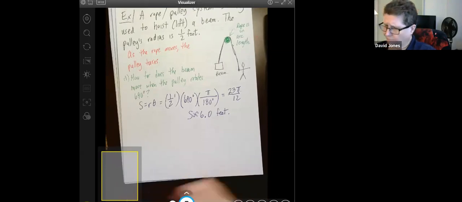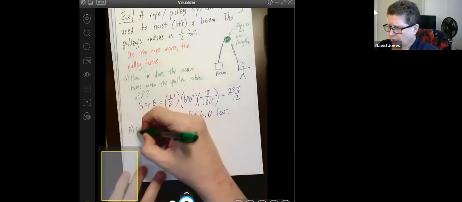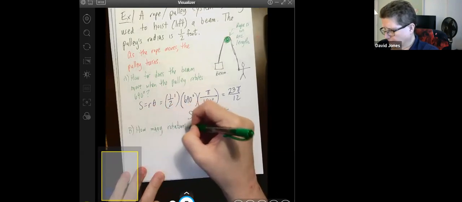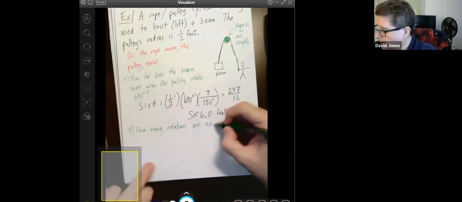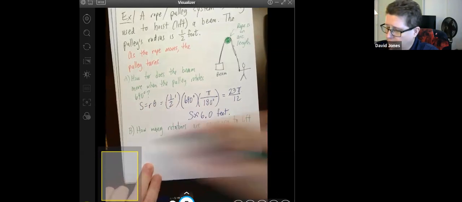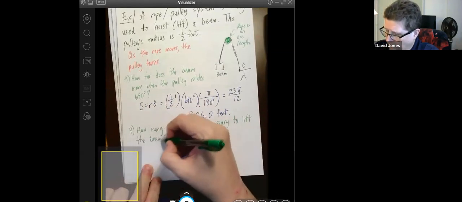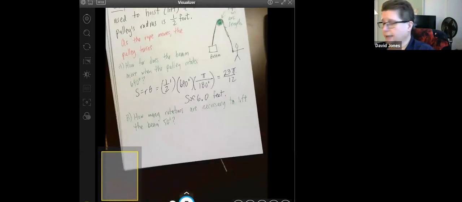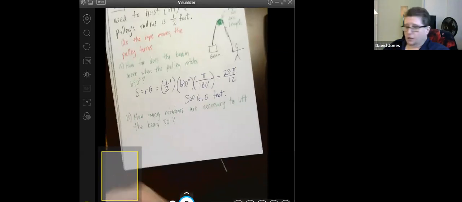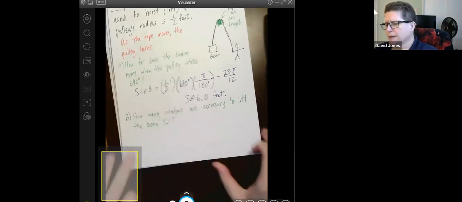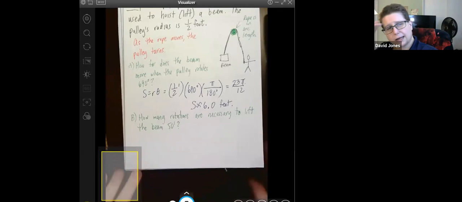Next question. How many rotations are necessary to lift the beam 50 feet? Okay. Well, here, the 50 feet, I'll pause it and try to figure that out. What is that in the S equals R theta problem?